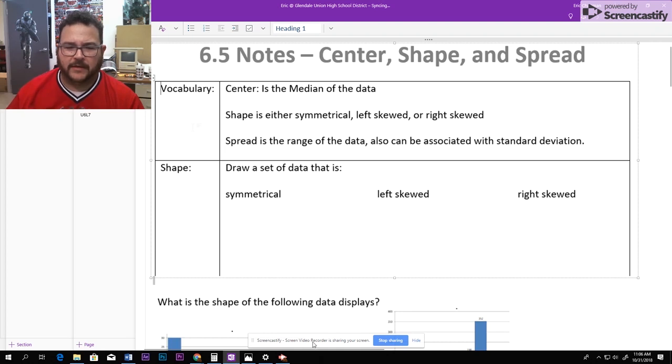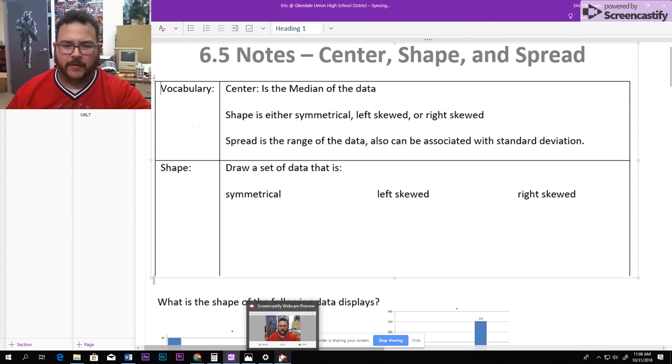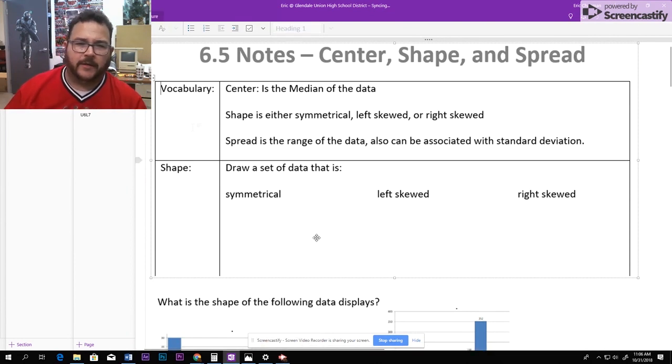All right, so let's take a look at what we're doing here. We're going to look at the center, shape, and spread for our 6.5 notes. When we do that, we're going to determine the center, which is typically the median, but could also be the mean or the mode. We're also going to look at the shape, whether it's symmetrical, left skewed or right skewed, and we'll talk about each of those. And then the spread is how the data is spread across the graph.